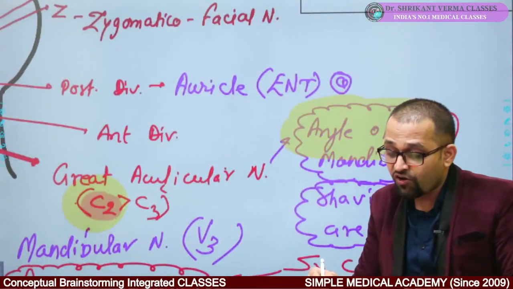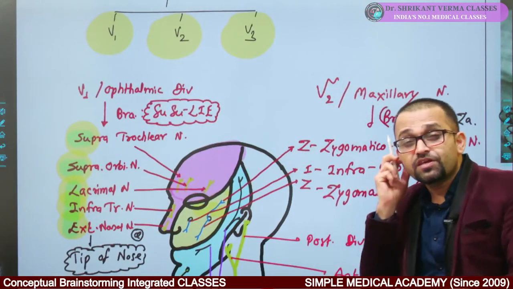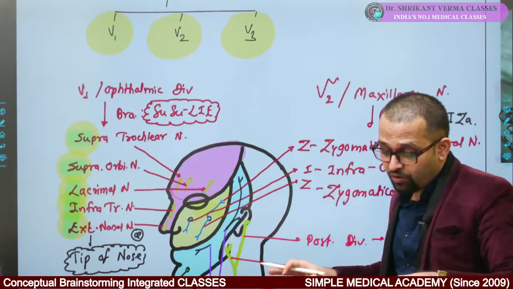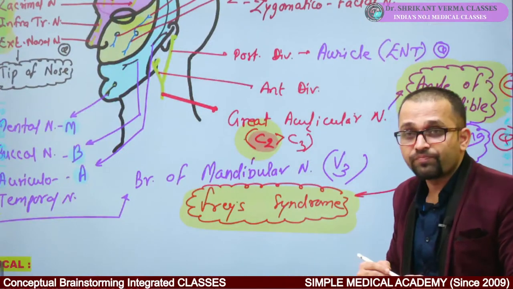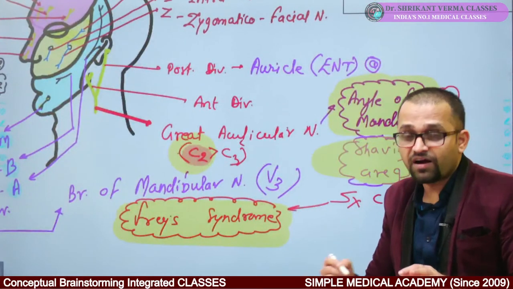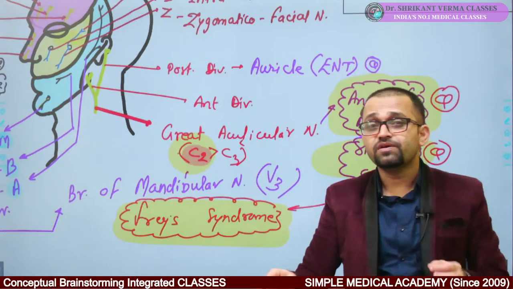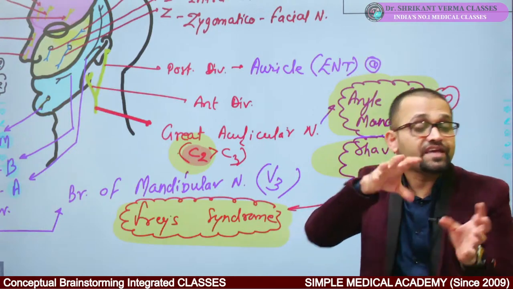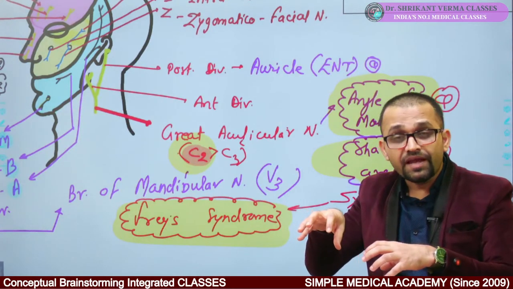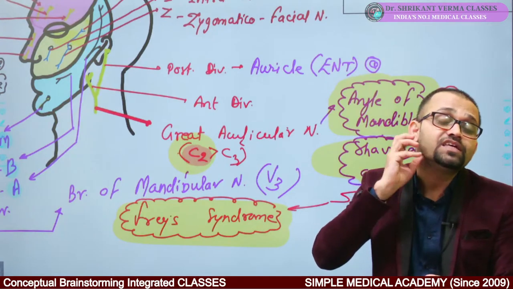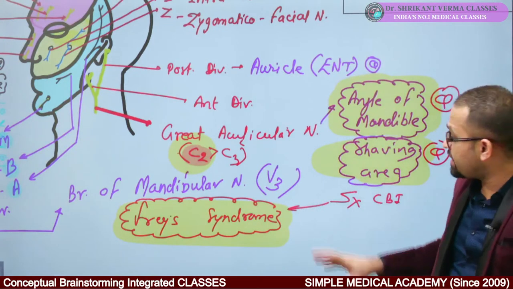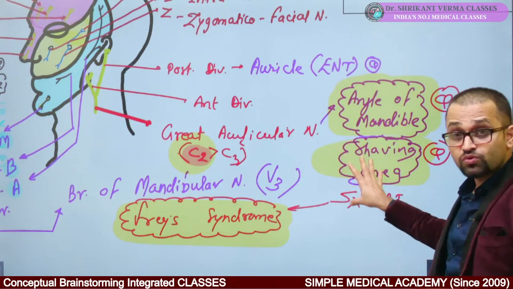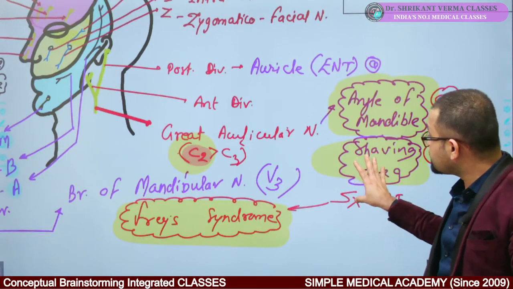It is supplying the angle of mandible. Continuously in your INICET 2019, 20 and 18, a hat trick, they asked about this, our Frey syndrome, the shaving area. So this is the question pattern. One patient after a parotidectomy operation, there was an incision, came home, and he was having sweating and redness over the shaving area. This is an ENT and surgery question integrated with anatomy. So this is our Frey syndrome.